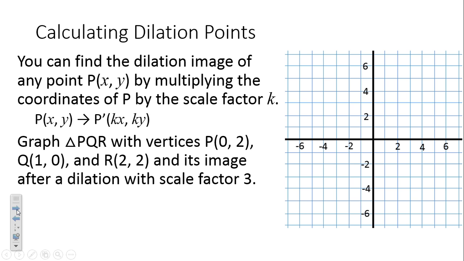Calculating dilation points. You can find the dilation image of any point P with xy coordinates by multiplying the coordinates of P by the scale factor K to get your new P prime. So we want to graph triangle PQR with vertices P at 0, 2, Q at 1, 0, and R at 2, 2, and then find its image after we have a dilation with a scale factor of 3.